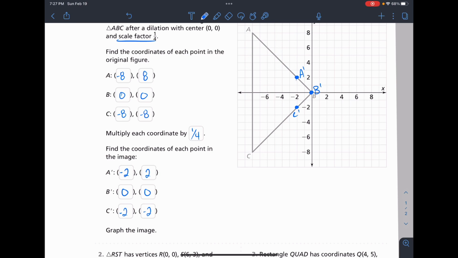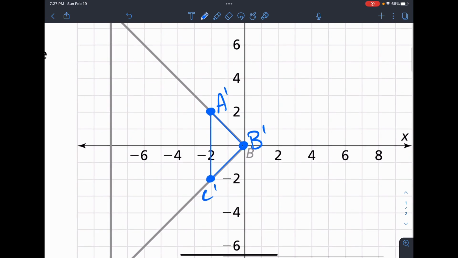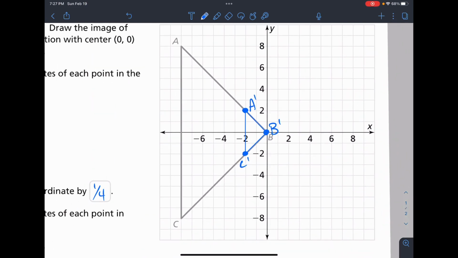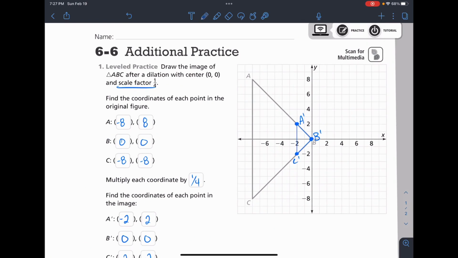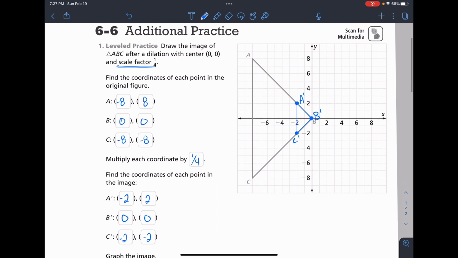And if you connect these dots, they end up just like this. And you get a triangle, just like that. So if you take the original image, this really big one here, and then you do a dilation of a 1/4, which means we're going to multiply by a scale factor of a 1/4, it's going to shrink it all the way down. Okay, so if you multiply by a fractional number, or a number that is less than 1 and greater than 0, it's going to shrink.